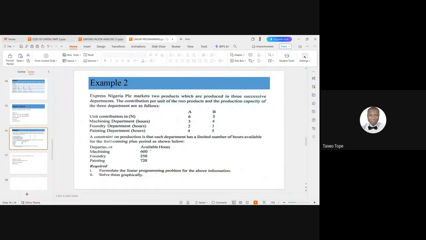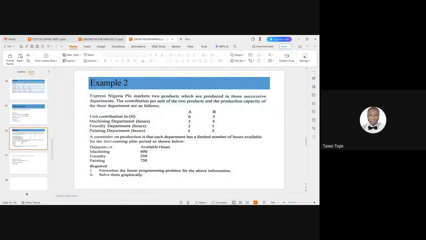So this is not naira now. You understand? In the first example, the question had naira at the top, so we had to divide to get the hours and the material per unit. But in this case, it's given to you directly. It says the contribution per unit of the 2 products and the production capacity of the 3 products as follows. So all these data are based on 1 unit.